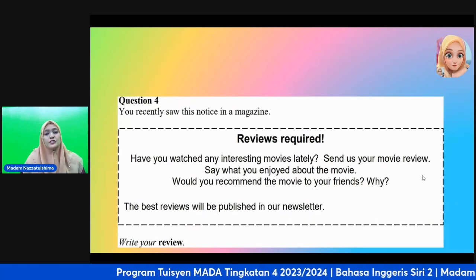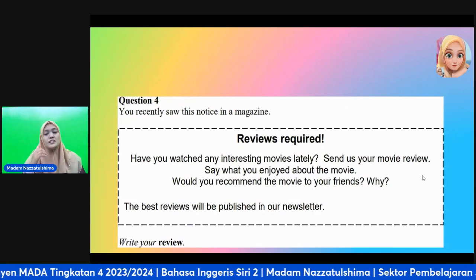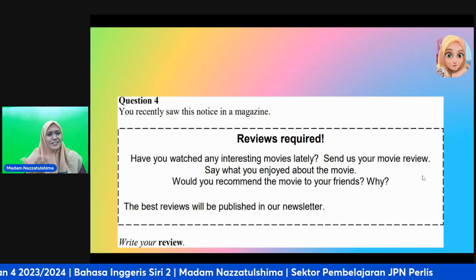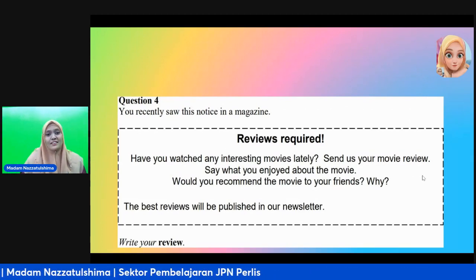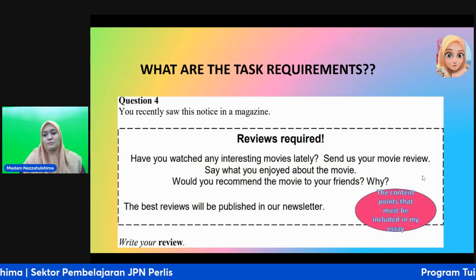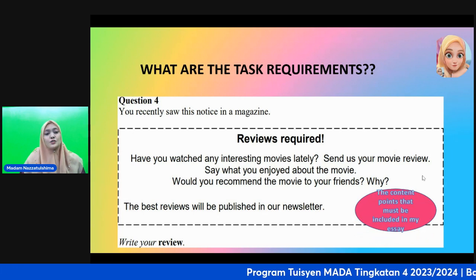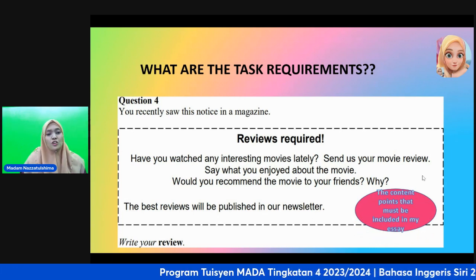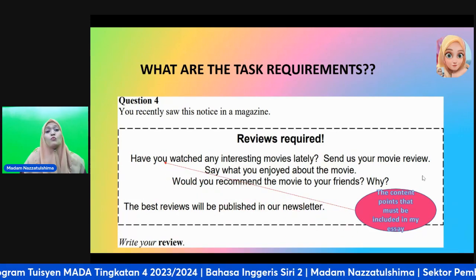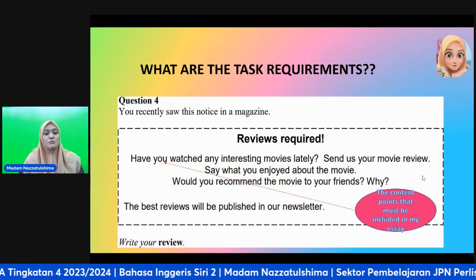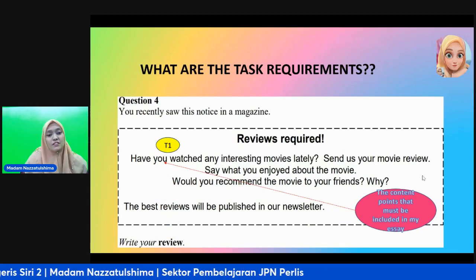Next one. This is an example of how you are going to analyze what T1, T2, T3 are. It's kind of revision for us, right? We have done this in the first part. So the content points or the tasks are what is supposed to be fulfilled. For example, this one: have you watched any interesting movies lately? The question asks you when you watched this movie. So this is your T1. You have to mention it in your review.